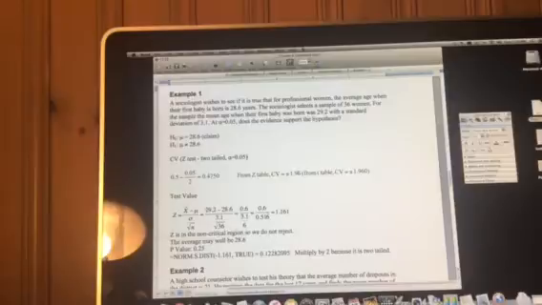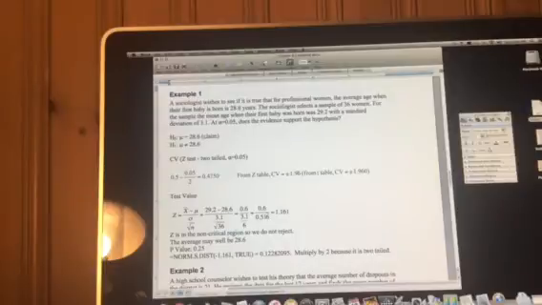A sociologist wishes to see if it is true that for professional women, the average age when their first baby is born is 28.6 years. The sociologist selects a sample of 36 women. For the sample, the mean age when their first baby was born was 29.2 with a standard deviation of 3.1. At alpha equals 0.05, does the evidence support the hypothesis?